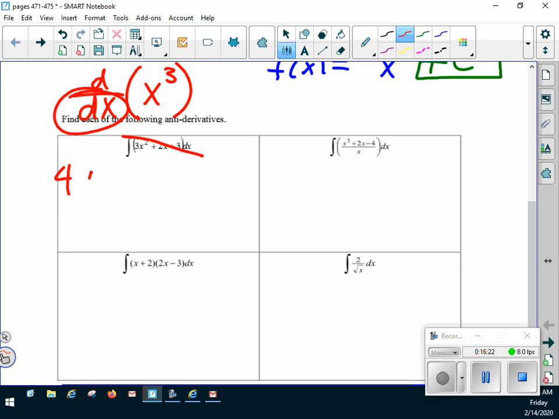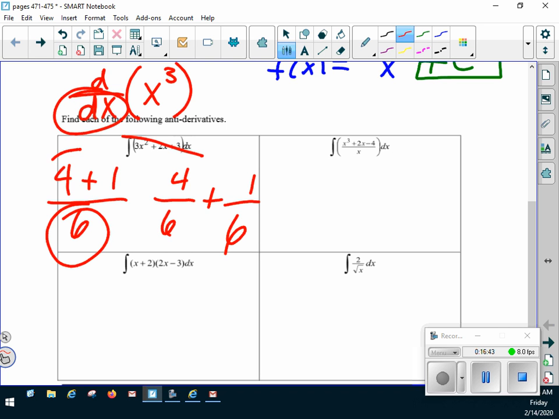Do you remember? What's that? 4/6 plus 1. It's 5/6, right? What's this? That's also 5/6. When you have a single term in the denominator and multiple terms in the numerator, you can split them up. Ladies and gentlemen, when you see something like this right here, that's what I expect you to do.